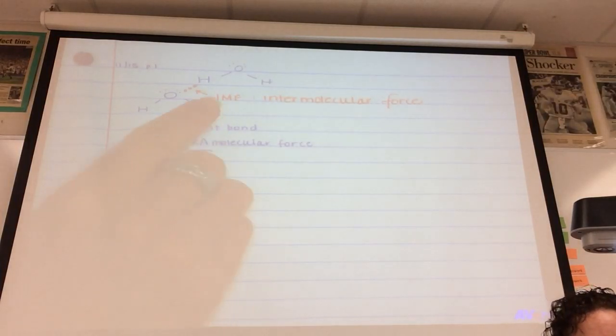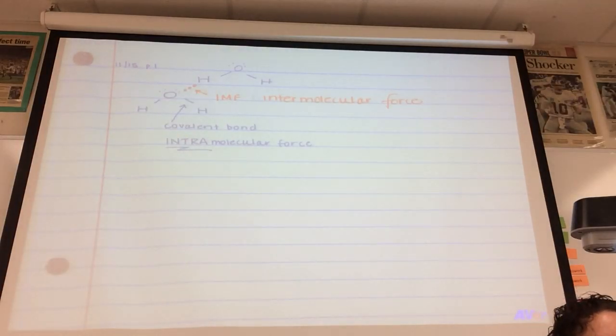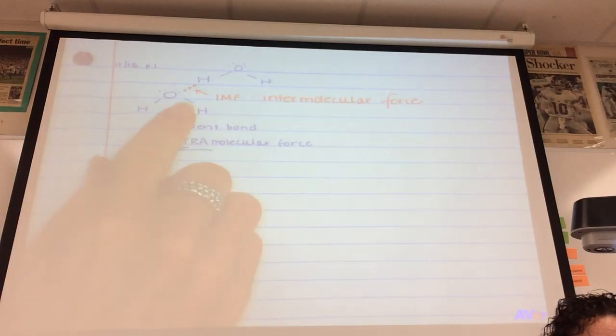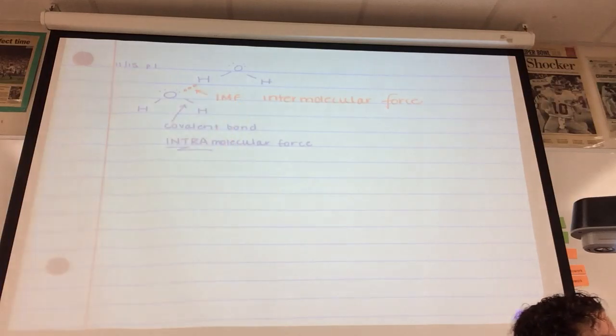Now think back to biology. Do you know specifically what this IMF is called? All right, so that's something we'll get into today. And I think when you hear it, you will recall it. So we're going to talk not about intramolecular forces or bonds, but rather intermolecular forces.